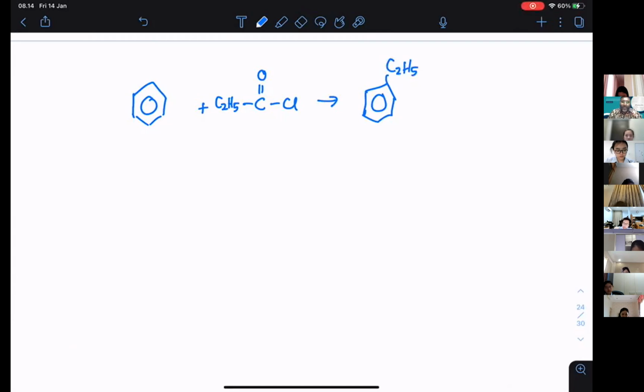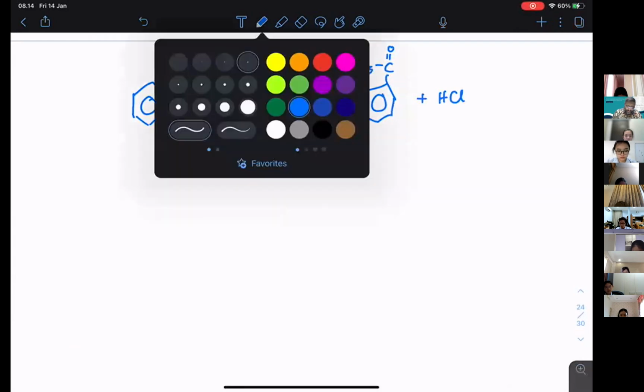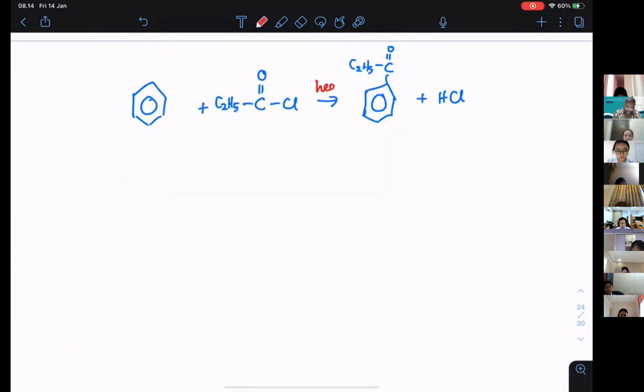So if I want to, I want carbon double bond O C2H5, and then plus HCl. This is what I want. So what I need is heat and AlCl3, very important. The first thing is you need to have C2H5, C double bond O, Cl.